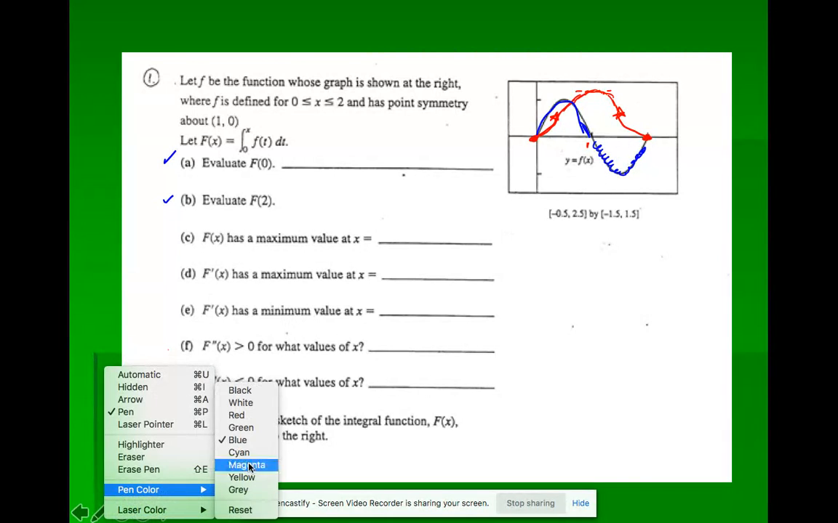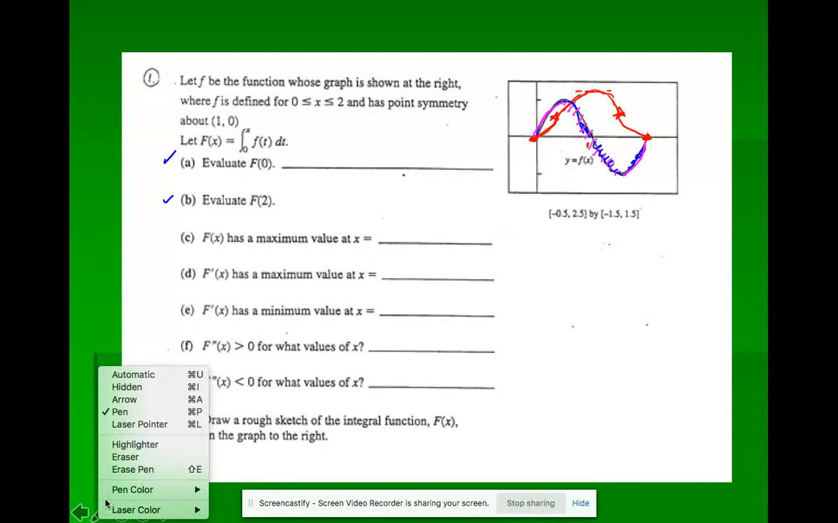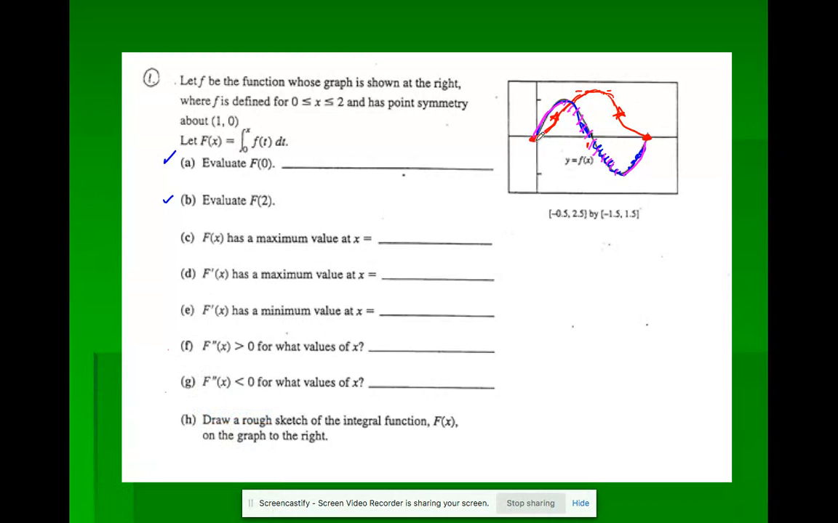But where the first derivative was increasing, I drew concave up pieces. Where the first derivative was decreasing, I drew concave down pieces. Let me draw and sketch that a little bit better. Notice that the height of my maximum is up to you. I don't know the actual height of the maximum.